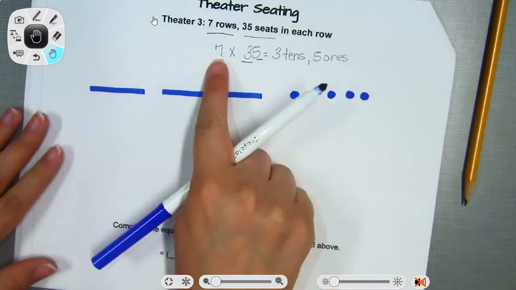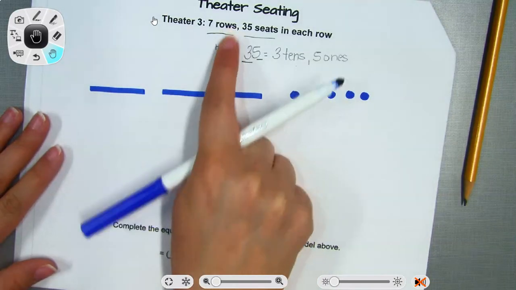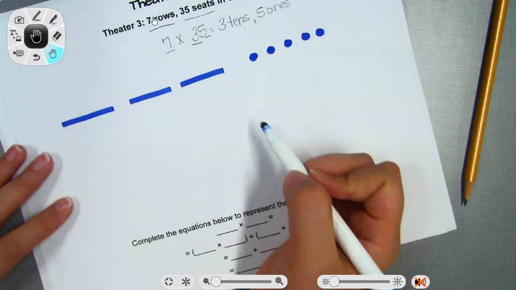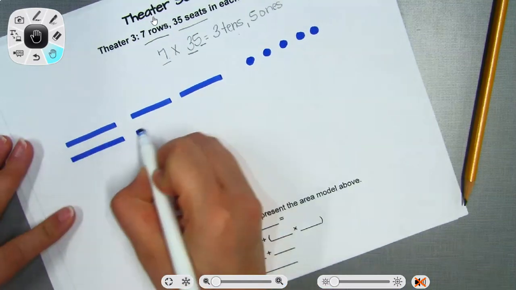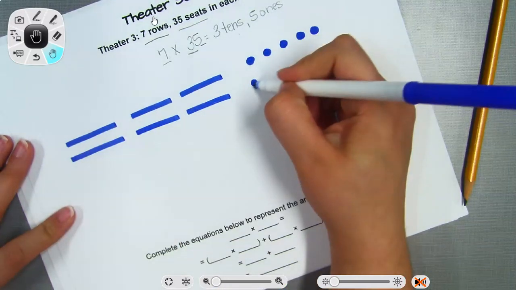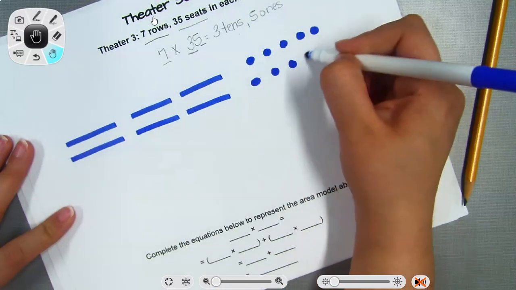Okay. I need 7 because that's how many rows we have. Okay, so I'm going to do this 6 more times to get 7. So you need to be doing that too.